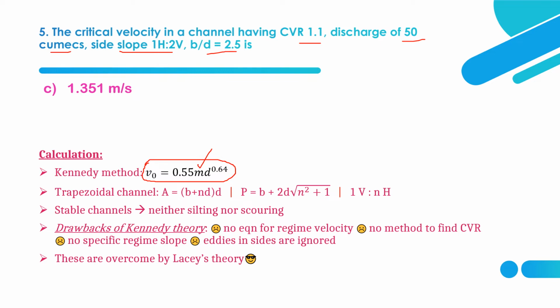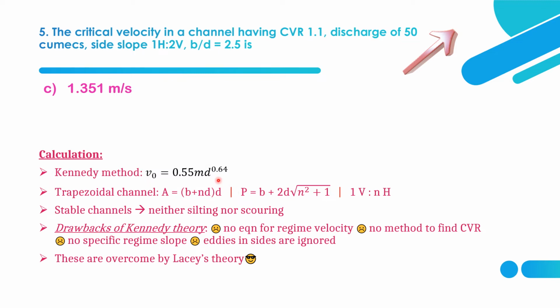But they didn't give a depth value directly. B by D is 2.5, side slope they have given, and discharge they have given. So by using this data, we have to calculate small d. So for a typical trapezoidal channel, we have these two formulas for area and perimeter. You can refer to the suggested video on OCF, open channel flow, to get the details on the calculations of a trapezoidal channel. So by using that calculation, we can get the value of small d.